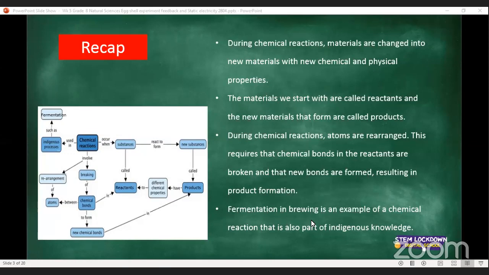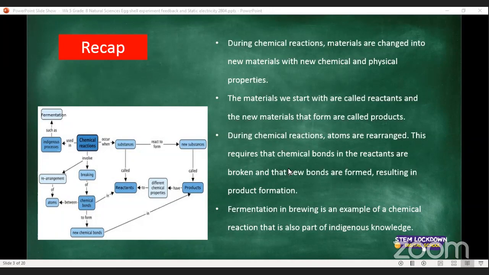And then fermentation is an example of a chemical reaction. So this is part of indigenous knowledge. Now, indigenous knowledge is knowledge that was from your own country. So fermentation in brewing is also a part of a chemical reaction.